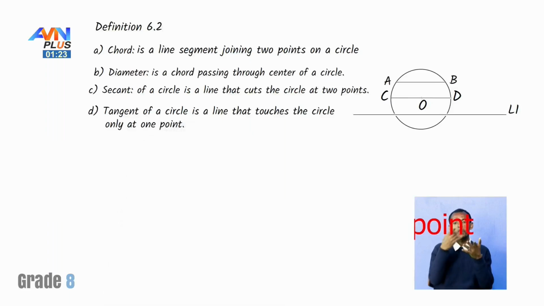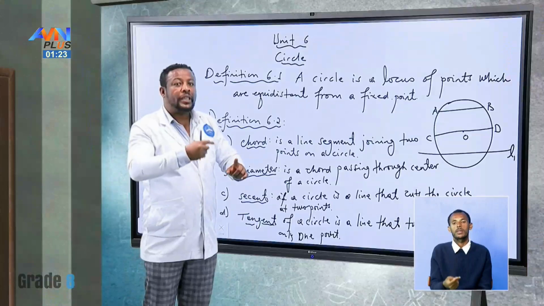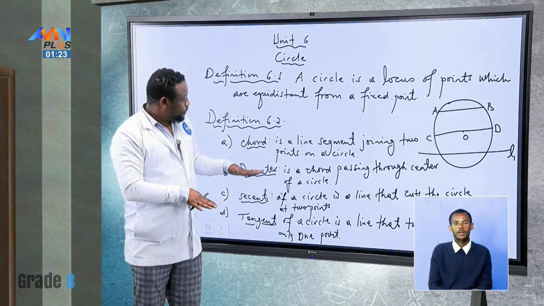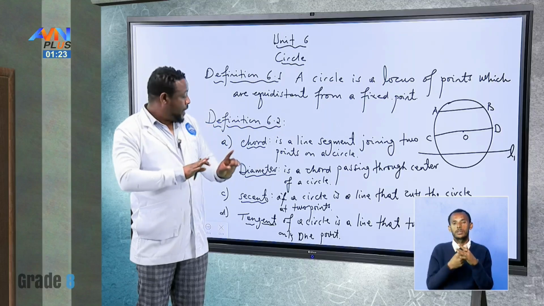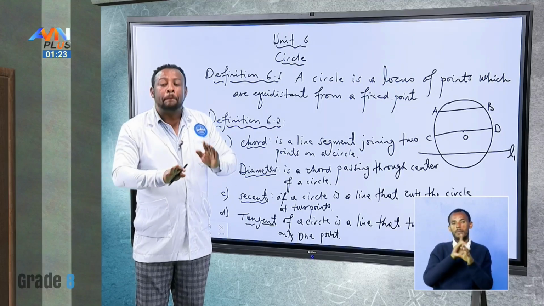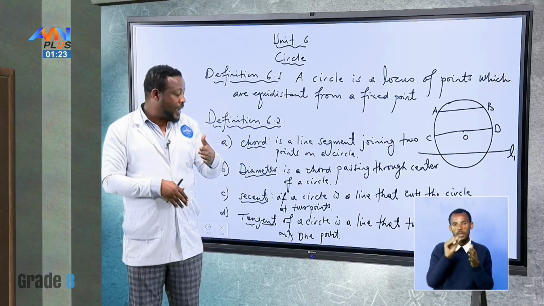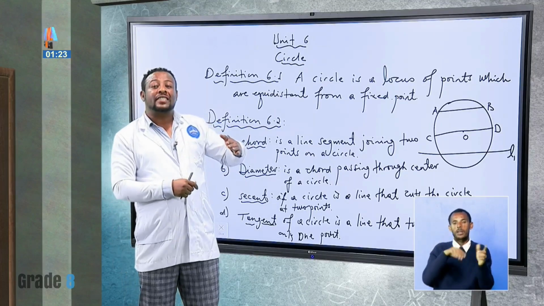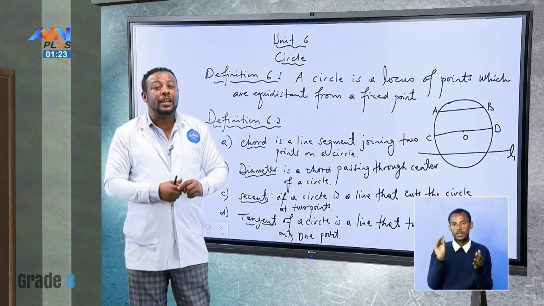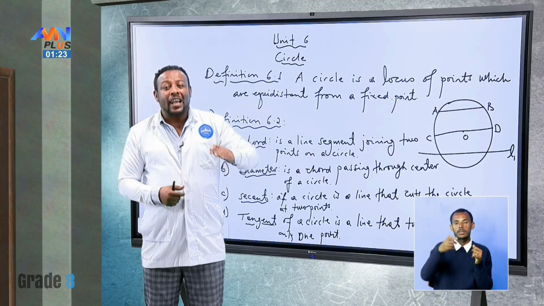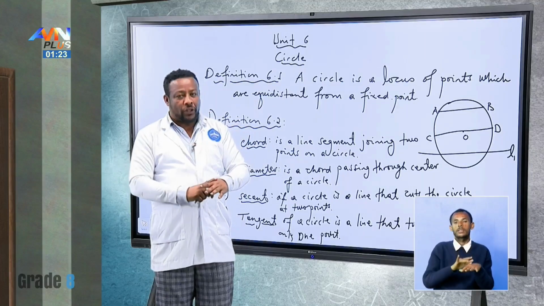Okay, these 4 terminologies are very, very important. I will tell you again. A chord is a line segment joining 2 points on the circle. A diameter is also a chord, but a chord passing through the center. A secant is a line that cuts the circle at 2 points, okay? And the last terminology is tangent. A tangent of a circle is a line that touches the circle at only 1 point, okay?